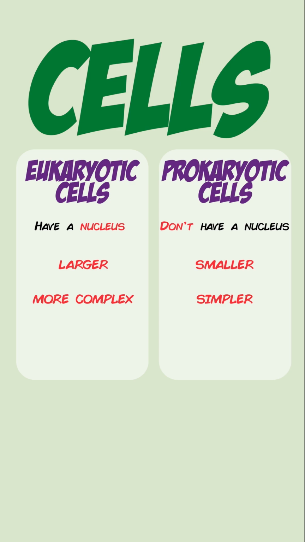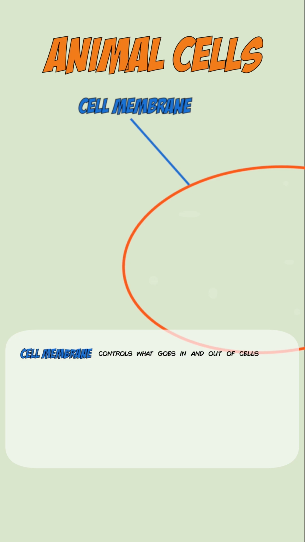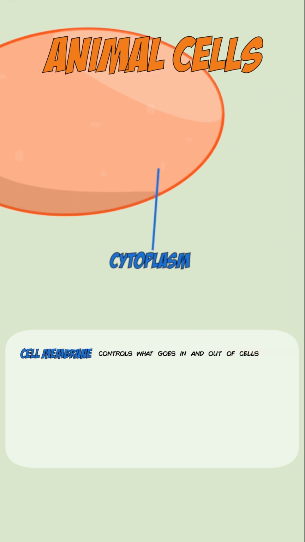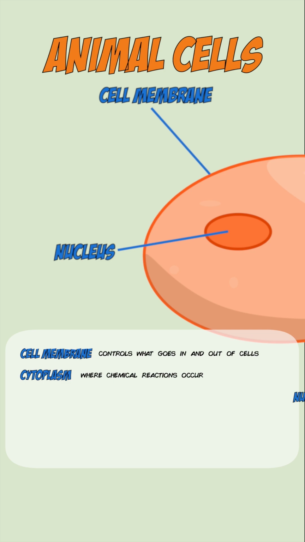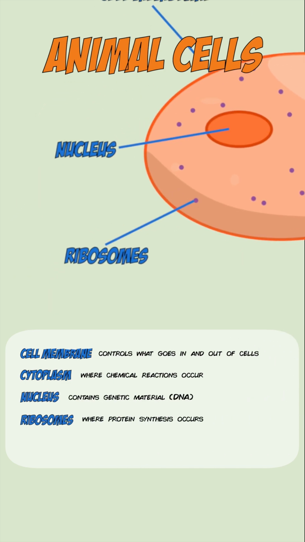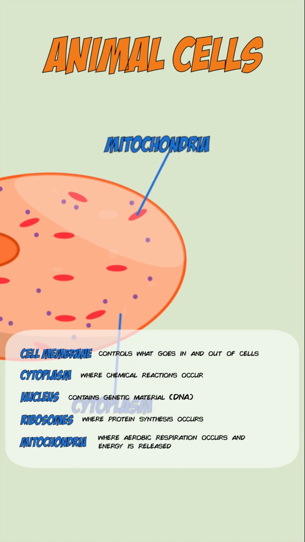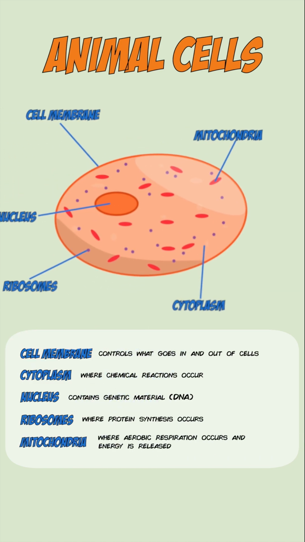Examples of eukaryotic cells include animal and plant cells, whereas prokaryotic cells are bacteria cells. Animal cells are made up of a cell membrane, which controls what goes in and out of the cell, cytoplasm, which is a gel-like substance where chemical reactions occur, a nucleus, which contains the DNA, ribosomes, where protein synthesis occurs, and mitochondria, where aerobic respiration occurs and energy is released.